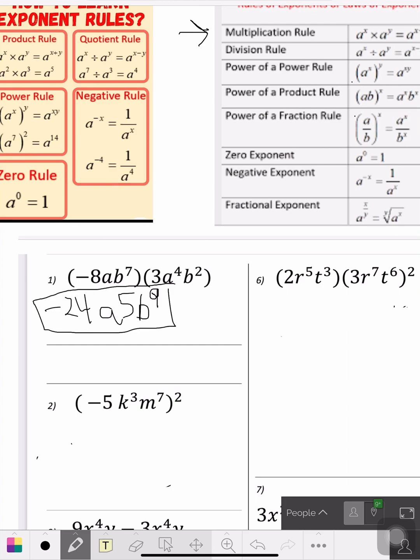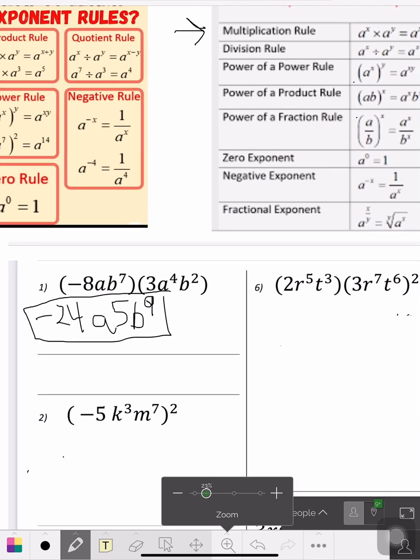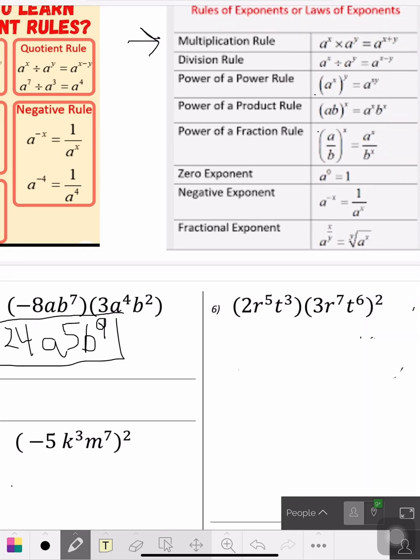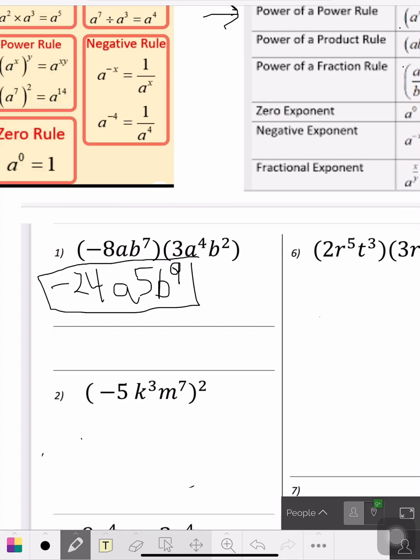Now, if you look, you got two ways to do this. You could actually take this and really just copy it again. Because really it's just the same thing, negative 5, k to the third, m to the seventh, times negative 5, k to the third, m to the seventh. But if you look up at the power of the product rule, it's right here. I'm going to draw a little line there. You can multiply these ones. So we could take negative 5 times negative 5. That's a positive 25.